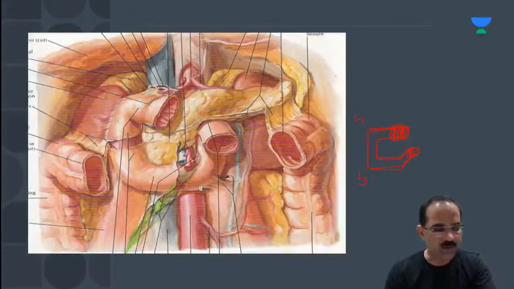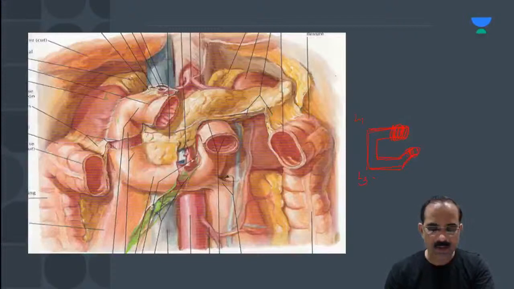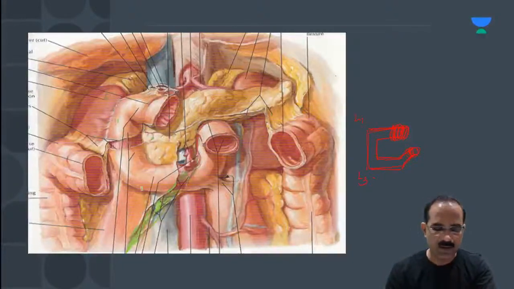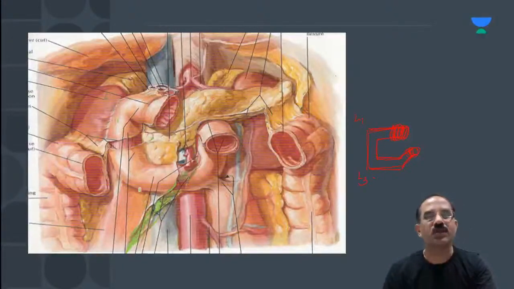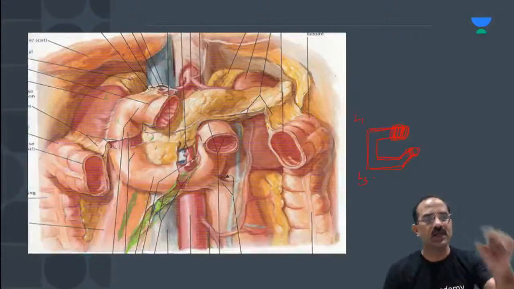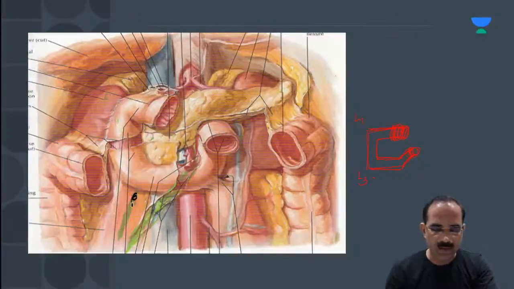Who's this vessel? This big vessel? That's the aorta. What is this vessel? That's the IVC. What would this be? This is a muscle, students. What muscle is this? The psoas major. And on the psoas major lies a tubular structure. Anyone? What is that tubular structure which lies on the psoas major? That's the ureter. The right ureter.